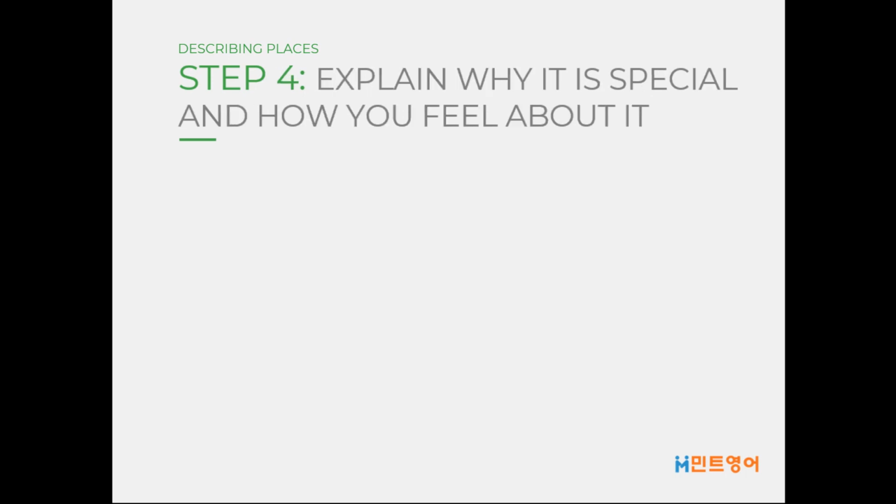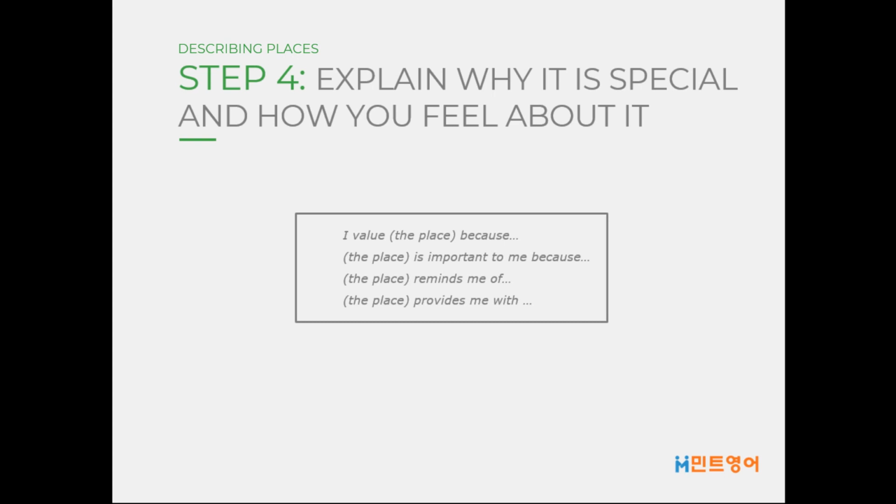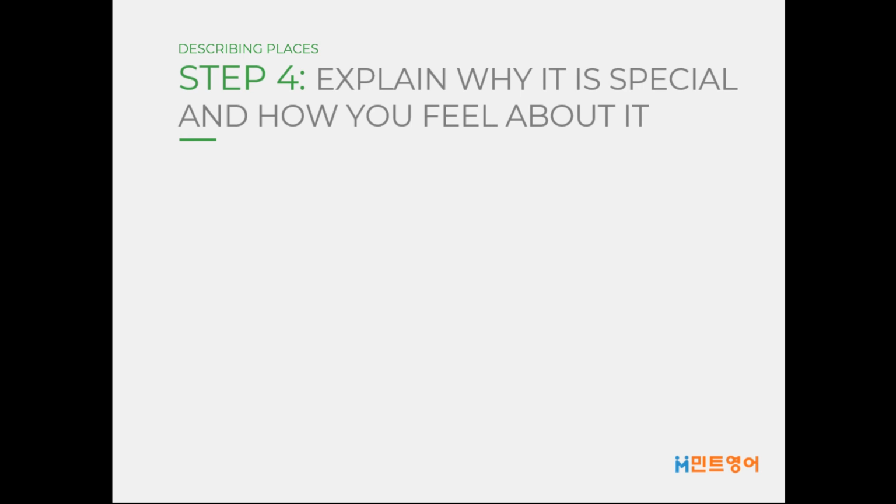It's usual in the IELTS speaking part 2 to talk about something that is special to you. So you should be prepared to explain how you feel about it or why you like this place. Instead of saying I love, I like, use other expressions such as these. You can also include what you like to do in the place you are talking about.